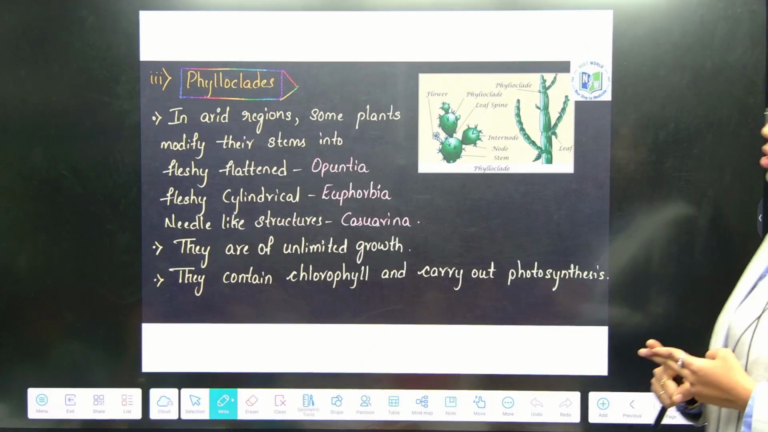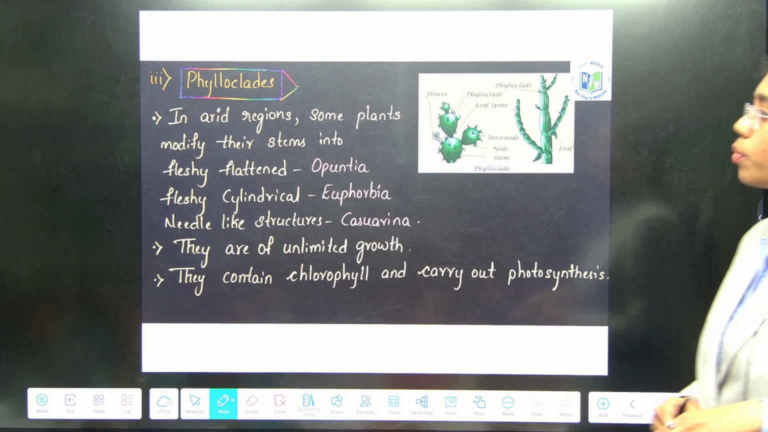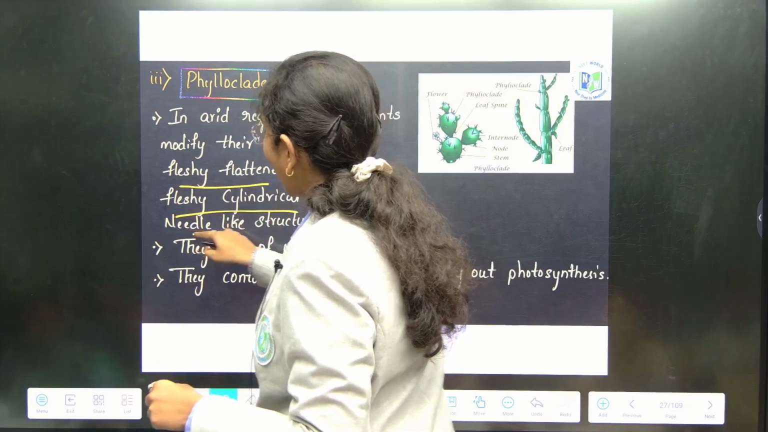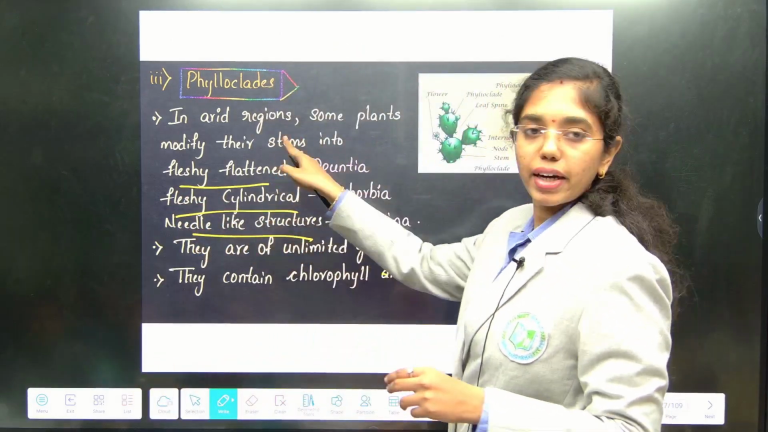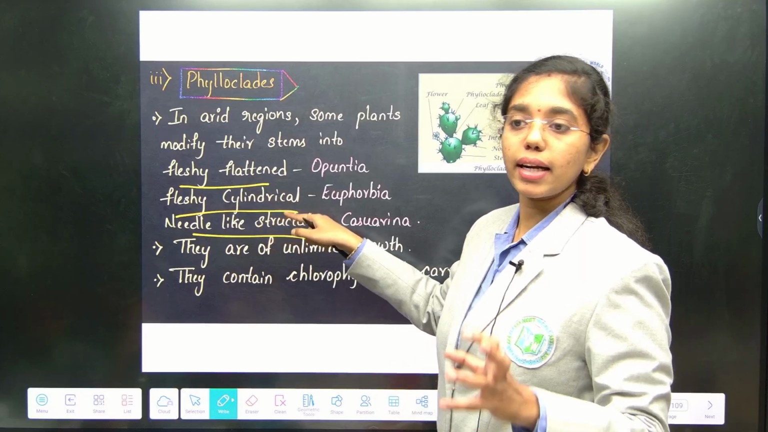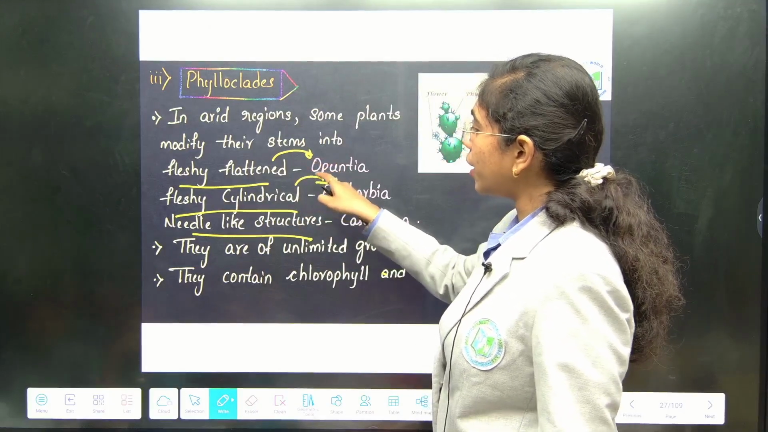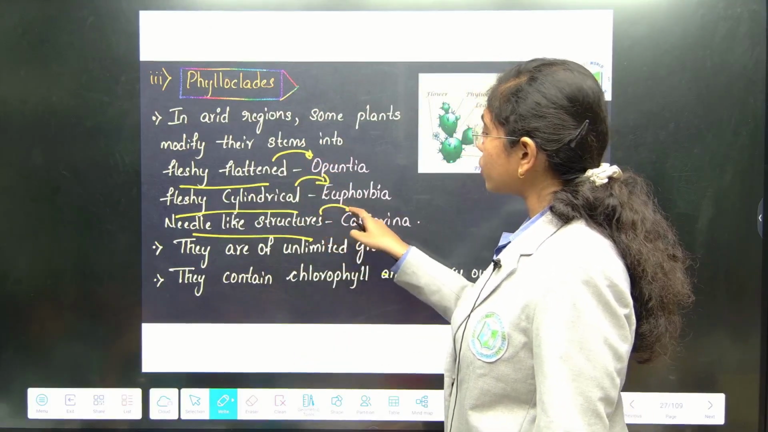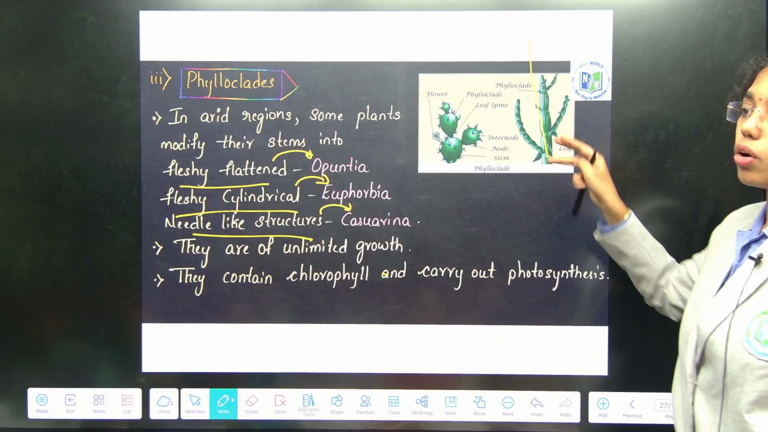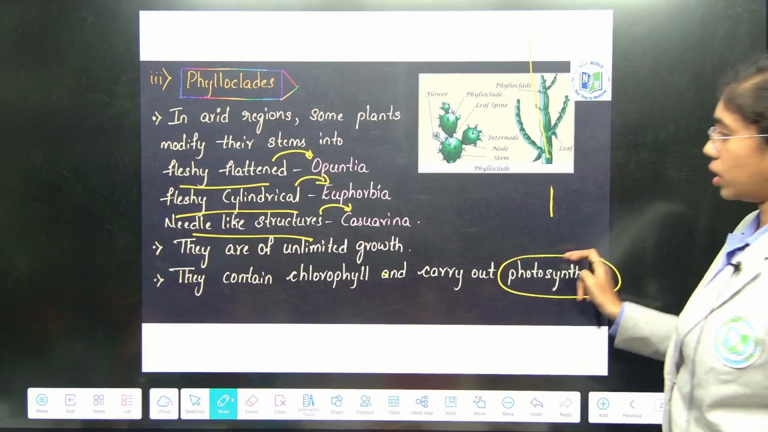Next is phylloclades. In arid regions, that is in desert or dry regions, some plants modify their stems into fleshy, flattened, fleshy cylindrical and needle-like structures. Stems are modified like this, and they perform what? Photosynthesis. They are green in color and perform photosynthesis. Fleshy flattened, opuntia; fleshy cylindrical, euphorbia; needle-like structures, casuarina. They are of unlimited growth and contain chlorophyll.